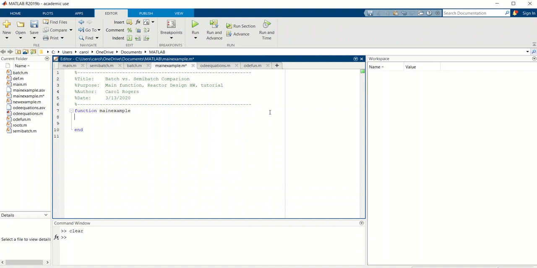So here, I'm just going to give an example. If you have concentrations, values equals ode45, and my file that I've already made is called ODE equations.